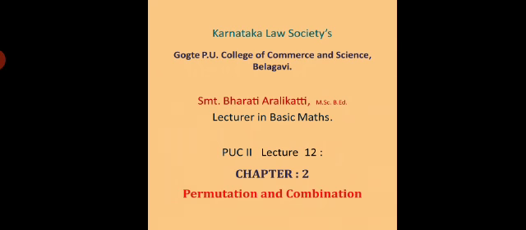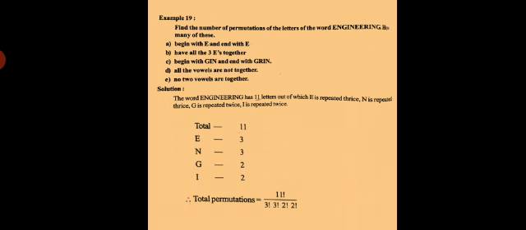In your previous lecture we dealt with permutations and combinations, that is chapter 2. Today in this session we shall continue with the same chapter. So let's get started. In the previous lecture we dealt with many types of permutations. With those types we will use some examples, based on the last type.